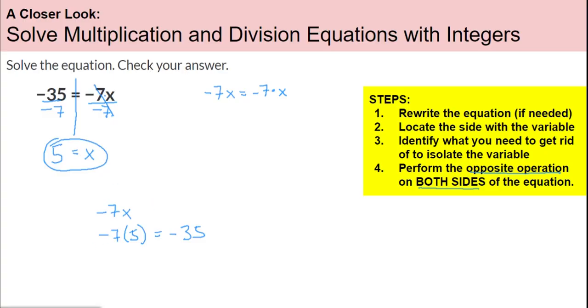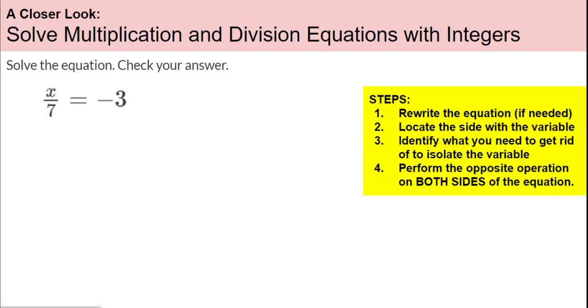All right, let's try one more. All right, x over 7 equals negative 3. Pause the video. See if you can solve this. All right, how did you do?